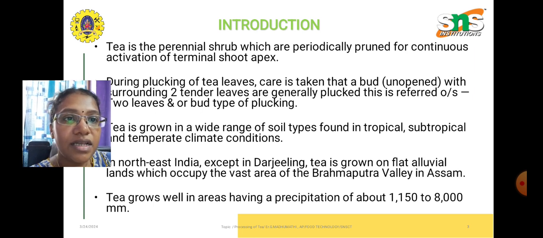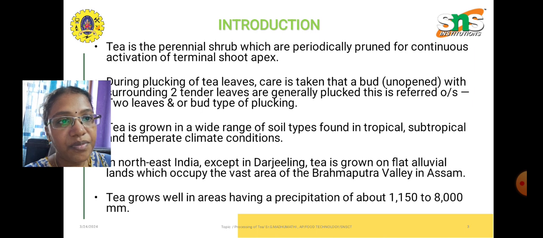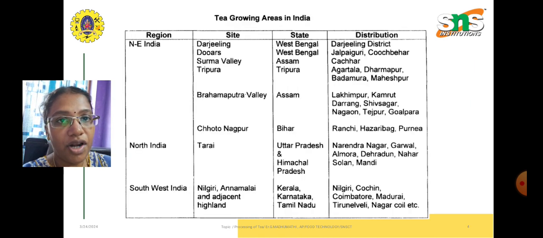And in northeast India, except in Darjeeling, the tea is grown on flat alluvial lands which occupy the vast area of the Brahmaputra Valley in Assam. They mainly grow well where there is 1150 to 8000 mm of rainfall recorded every year. These are some of the tea growing areas in India.